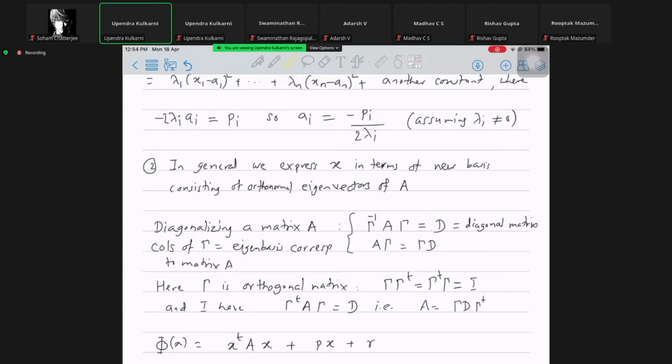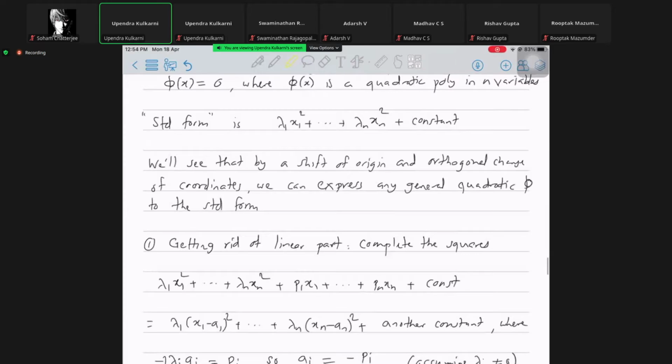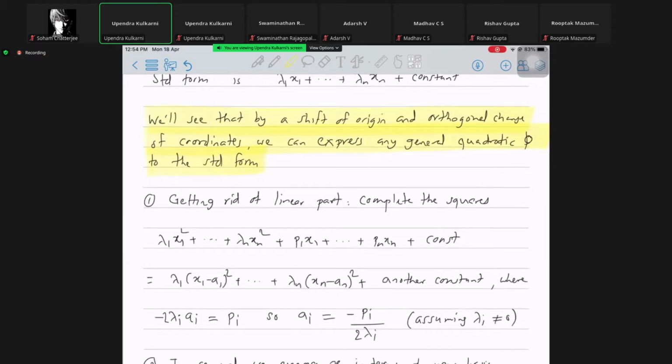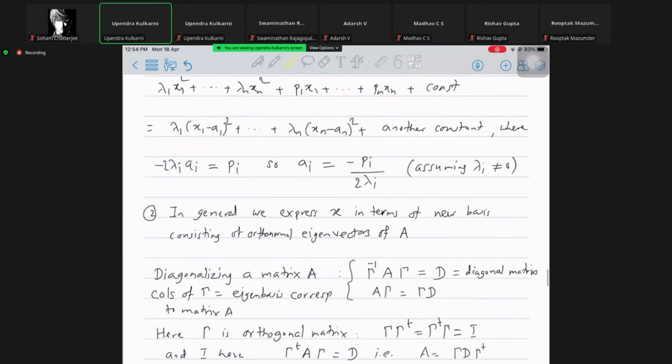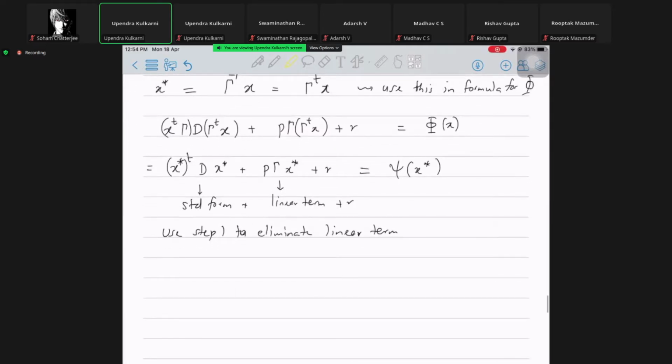So in the second step, did we ever need that the matrix A is non-singular? No, because any symmetric matrix can be diagonalized. I may get a diagonal entry 0, that doesn't matter. So the second step is perfectly fine. What I have highlighted here is really the point. That's all that is going on. Use step 1 to eliminate the linear term, assuming that all the eigenvalues that I have are non-zero.